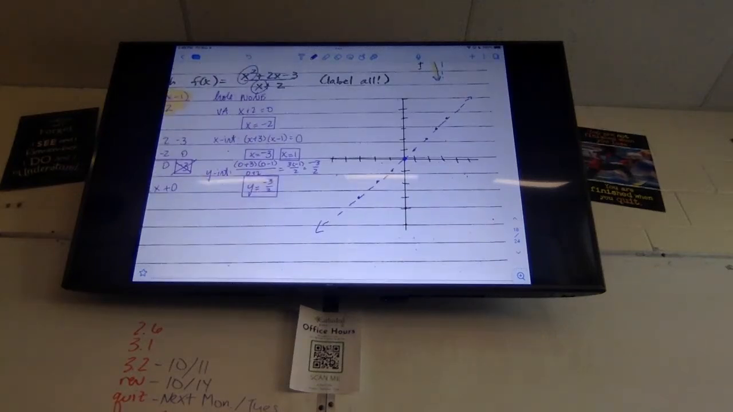My vertical asymptote's at -2. My x-intercepts are at +1 and -3. And my y-intercept is at -3/2, which is somewhere between -1 and -2.